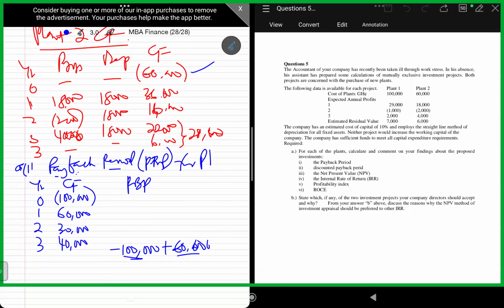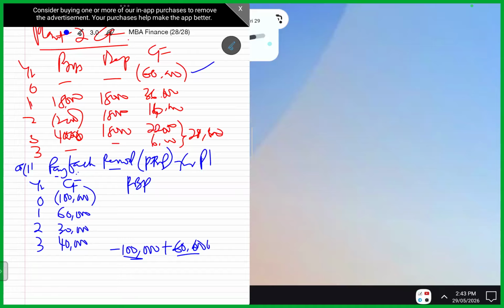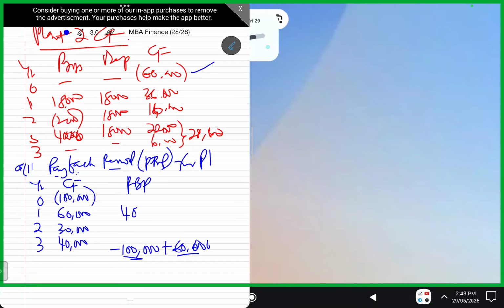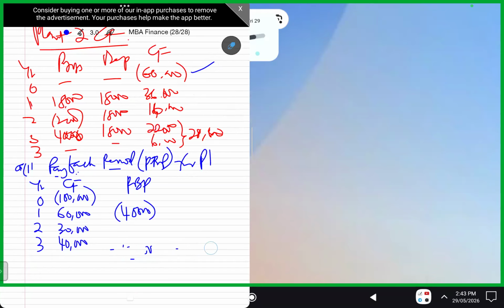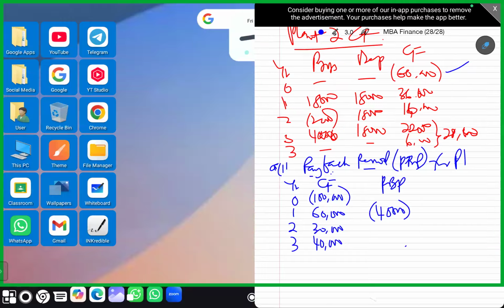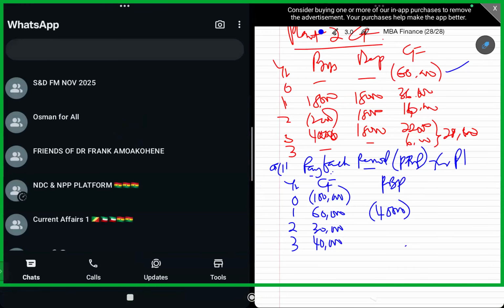Negative 40,000. So negative 40,000. I'll put it in a bracket. It's an outflow. Good. What's next? Yeah, two.